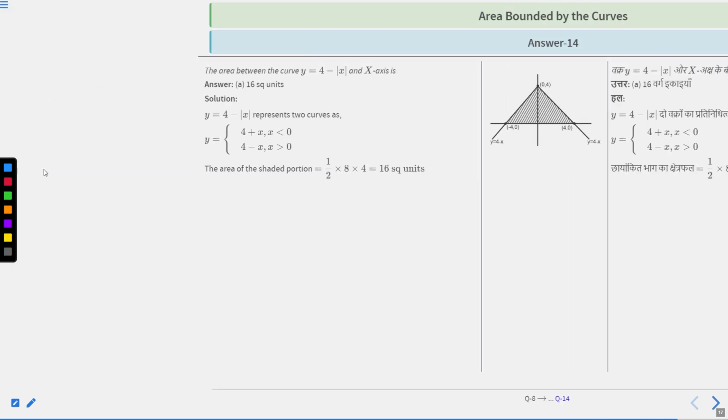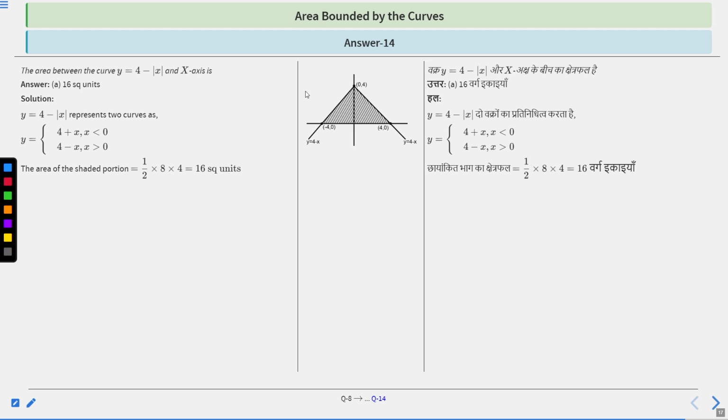Okay, let's move to the solution part C. When we draw the graph of the curve y equal to 4 minus mod x, this will cut the x-axis at (minus 4, 0) and (4, 0). Right. So the area will be the area of this shaded region, where the base will be 4 plus 4, which is 8, and the height will be 4.